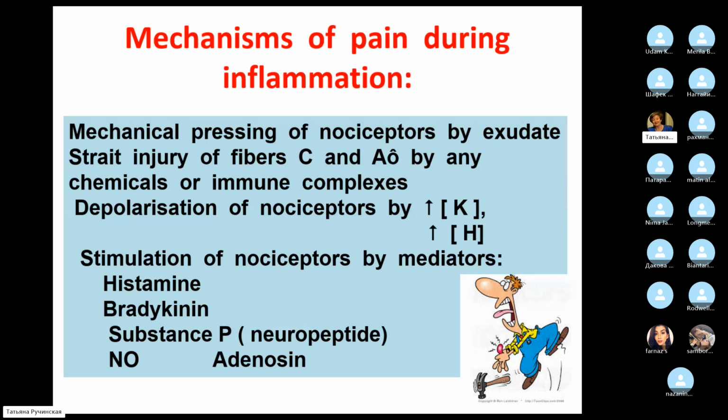As for the mechanism of pain, which is another sign of inflammation, it is the effect of mediators on nociceptors. They are histamine, bradykinin, substance P, adenosine, nitric oxide. On the periphery, there may be serotonin. As for ions, they will be potassium and hydrogen ions, which lead to depolarization of nociceptors.